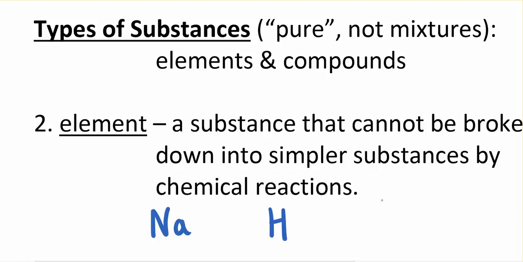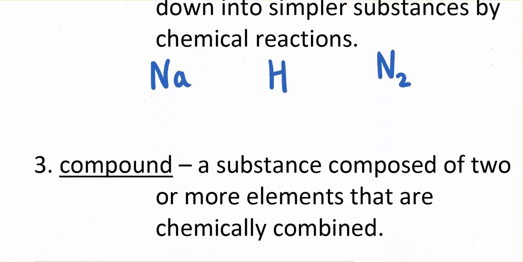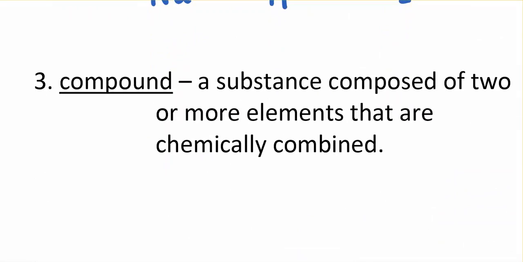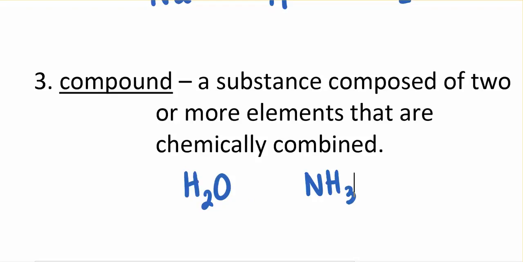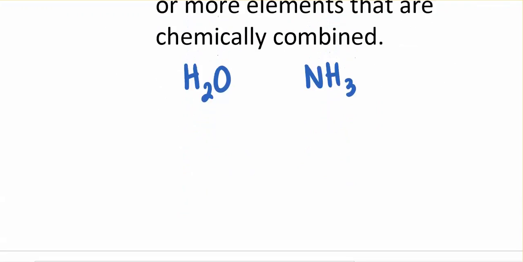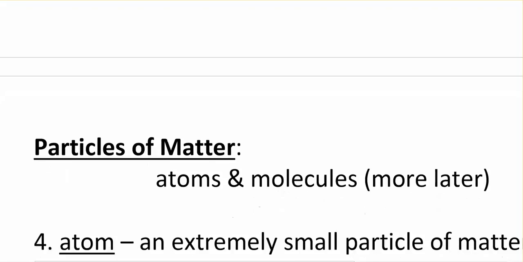I should mention also that something like this also represents an element. It doesn't matter that there are two atoms of that element in the particles. That is still an element because there's only one element symbol there. Compounds have two or more elements that are chemically combined. So you can recognize their chemical formulas because they have more than one element in them. Okay, those are chemical formulas that represent elements or compounds.